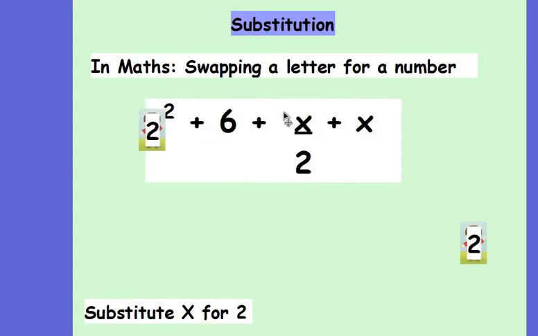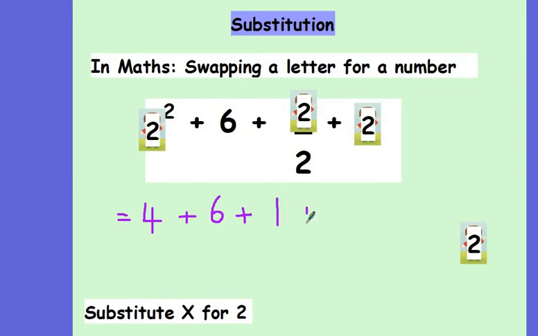Here, here, and here. I can now work out the value of this expression by saying 2 squared is 2 times 2, which is 4. 6 stays as it is. 2 divided by 2 is what, Lilia? 1 exactly, and I've got a 2 on the end. So this gives me 4 plus 6 is 10, plus 1, 11, plus 2 gives me 13.